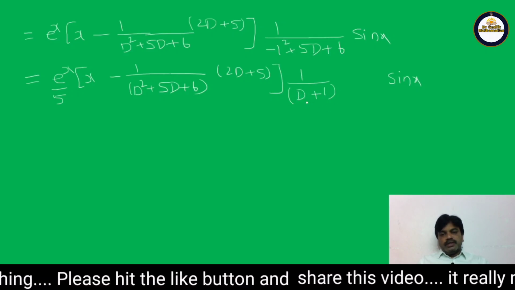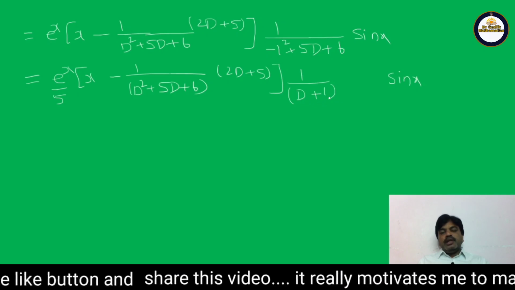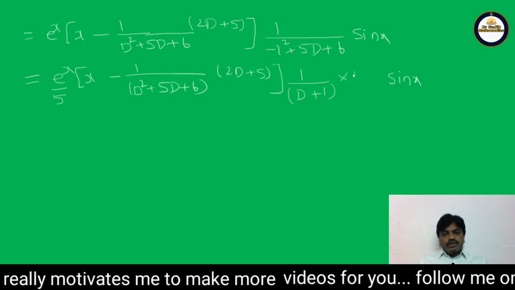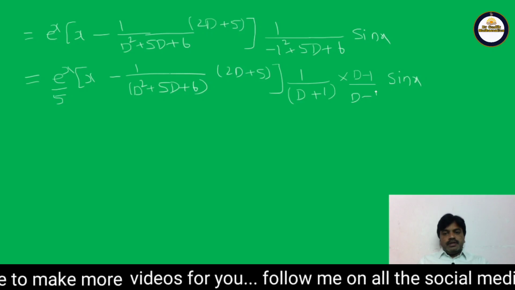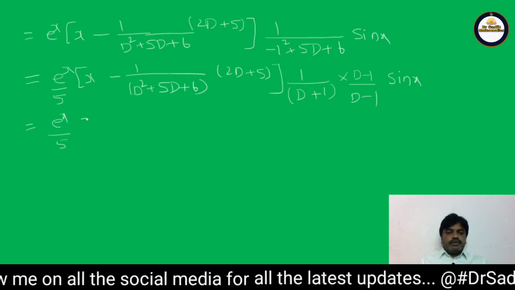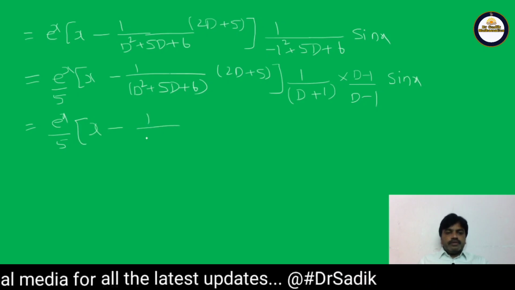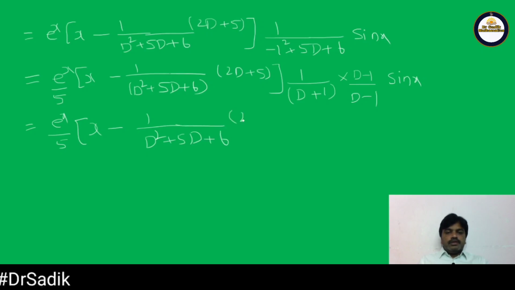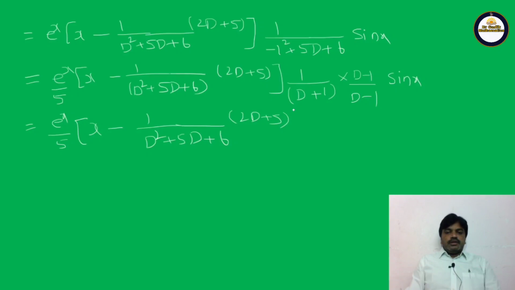So simply here rationalizing the denominator. What is the rationalizing factor here, friends? Rationalizing factor D minus 1. So D minus 1 by D minus 1, that is equal to e power x by 5. This is common, x minus 1 by D square plus 5D plus 6. This is common. 2D plus 5 is also common. Bracket close. Here we get D minus 1 by D plus 1 into D minus 1, so D square minus 1 into sin x.